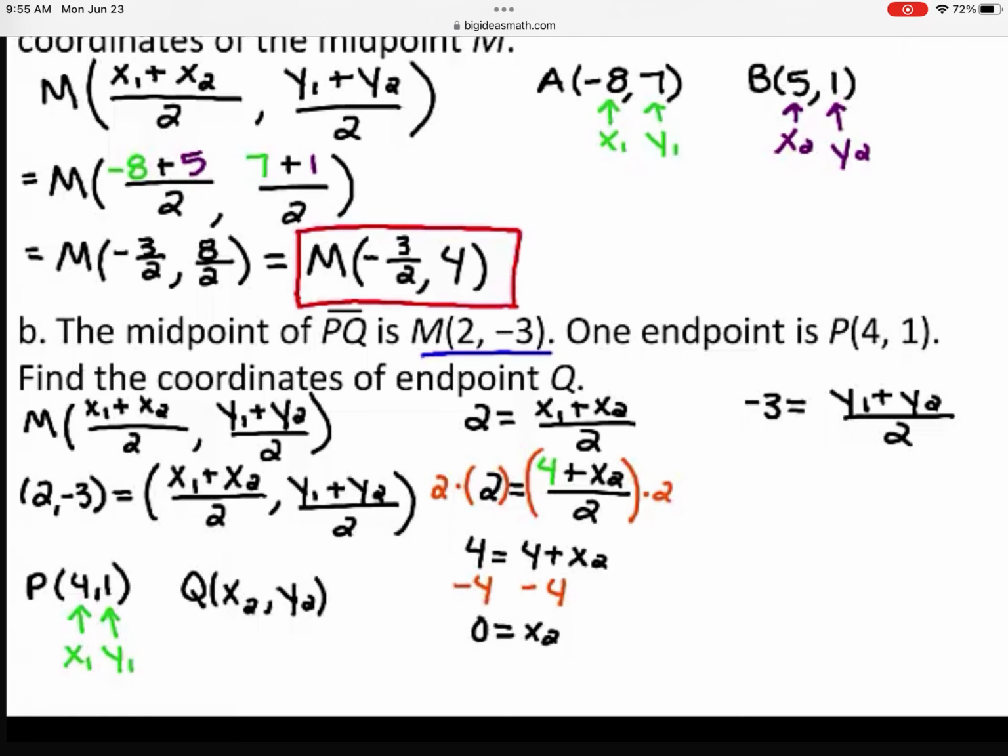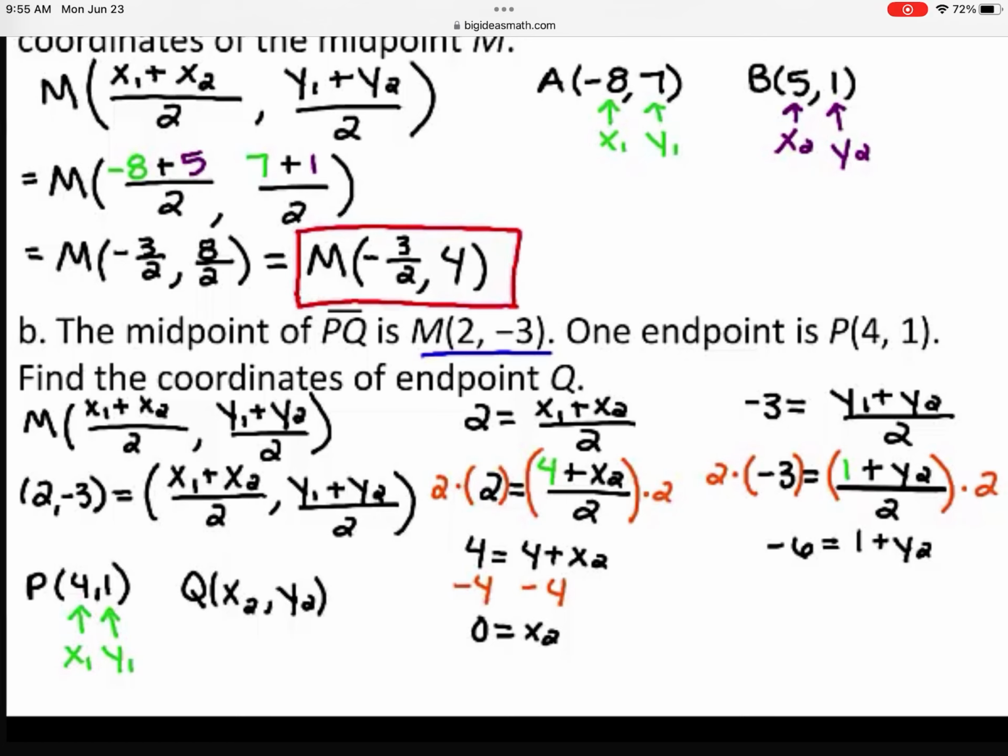To find the y-coordinate of endpoint Q, you can first substitute 1 in for y1 in the equation -3 equals y1 plus y2 all divided by 2. Now, to solve for y2, you can first multiply both sides of the equation by 2. This gives you -6 equals 1 plus y2.